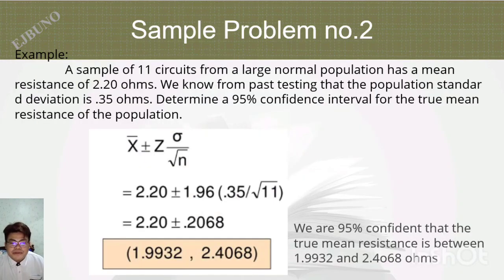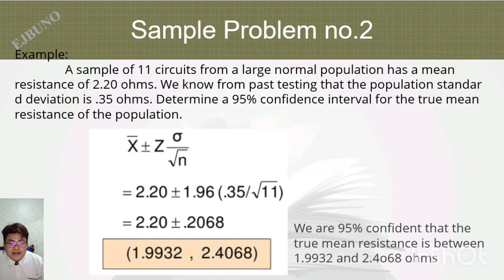Sample problem number 2. A sample of 11 circuits from a large normal population has a mean resistance of 2.20 ohms. We know from past testing that the population standard deviation is 0.35 ohms. Determine a 95% confidence interval for the true mean resistance of the population using the formula.